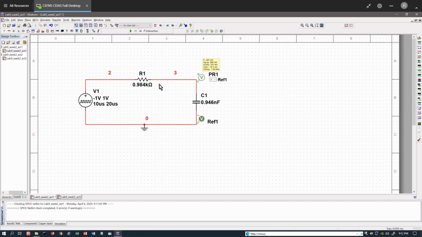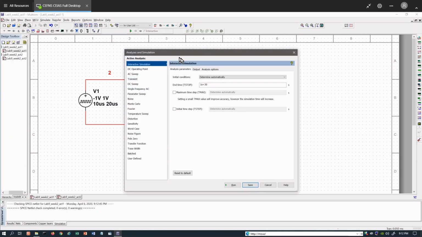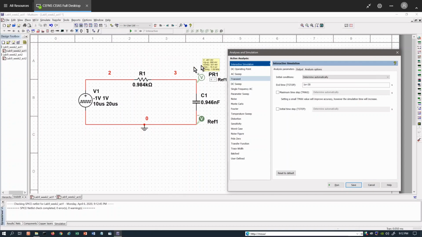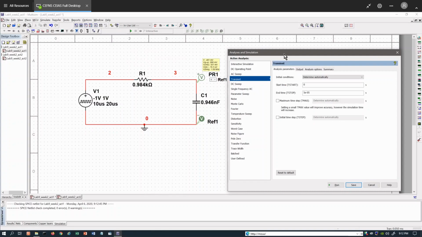To do this, we need to go to the simulation settings because we want to do transient analysis, since the voltage across the capacitor is not constant, it's not steady, it varies with respect to time. So we have to use transient analysis. First we set the length of our simulation to be about 50 microseconds, so it's about 2 periods for the source voltage.